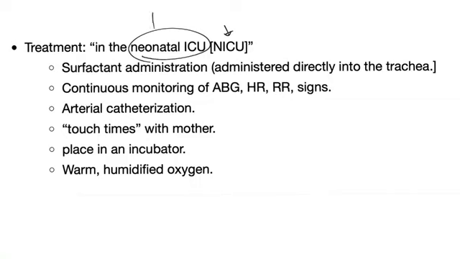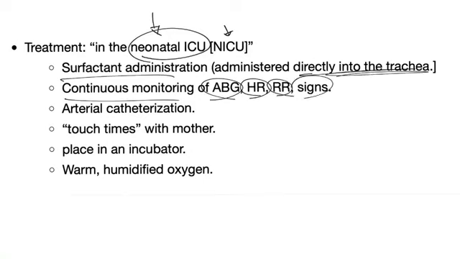He has neonatal RDS, has to stay in the NICU. We will administer surfactant directly into the trachea, with continuous monitoring of ABG, heart rate, respiratory rate, vital signs, and we will monitor cyanosis and grunting. If cyanosis increases and grunting is decreasing, bad news, and we should intubate. Arterial cath, touch times with mommy, skin-to-skin contact. Get this kid close to mommy.